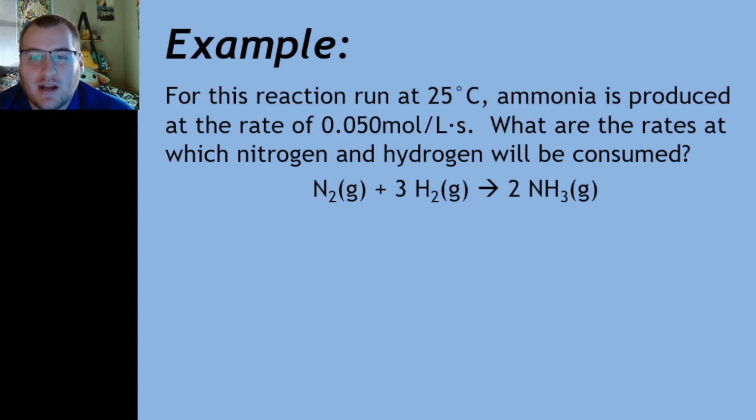It's produced at a rate of 0.05 moles per liter times second, or molarity per second. That's the rate it's produced at. It's a positive number because it's being produced. What are the rates at which nitrogen and hydrogen will be consumed? And then it gives us our balanced reaction here. We can see the rate that we're making NH3. We want to see if we can figure out how fast we're using N2 and H2. Okay. We can use some stoichiometry here to help us.